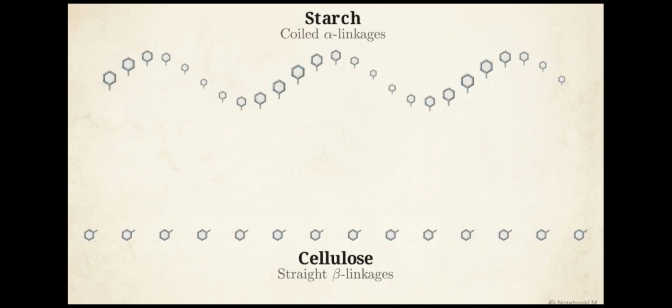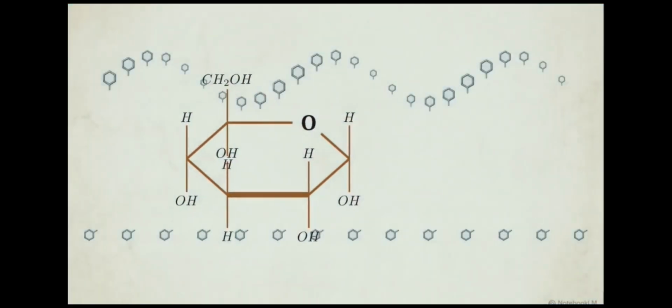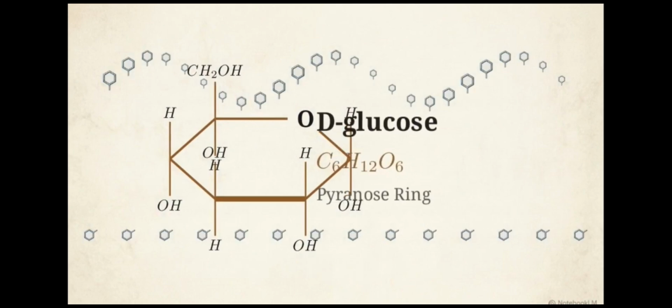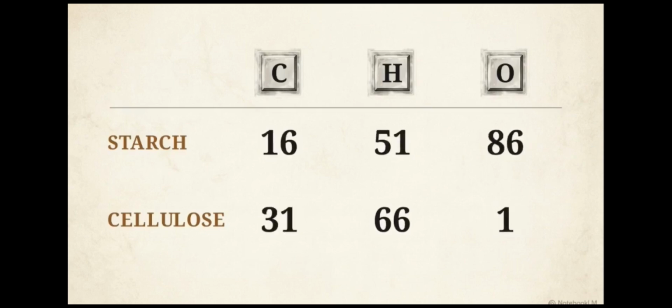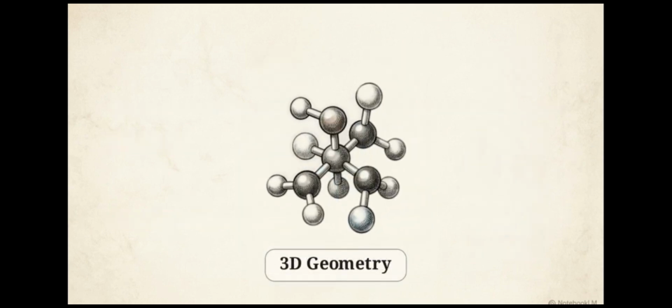Both the starch inside the potato and the cellulose that makes up the wood are polymers built entirely from identical monomeric units, D-glucose, a simple sugar with the formula C6H12O6. We cannot point to the atoms to explain why one material is a fuel source and the other is an impenetrable building material. The carbon, hydrogen, and oxygen counts are exactly the same. The difference lies entirely in the three-dimensional geometry.